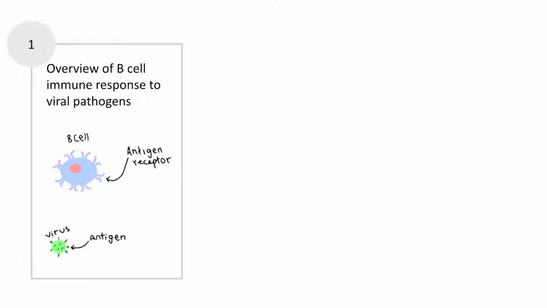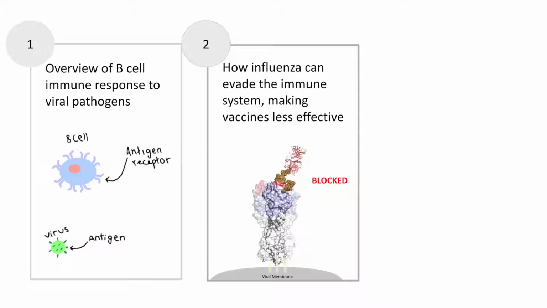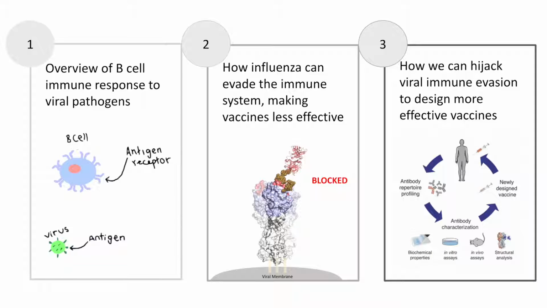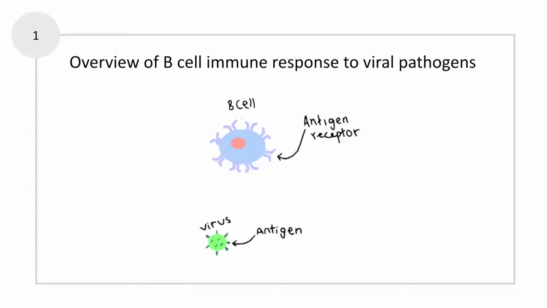First, we'll discuss an overview of your body's B-cell immune response to viral pathogens. Then, we'll talk about how influenza can evade your immune system, making vaccines less effective. Finally, we'll learn how we can hijack viral immune evasion to design more effective vaccines. Let's start by looking at a B-cell immune response.